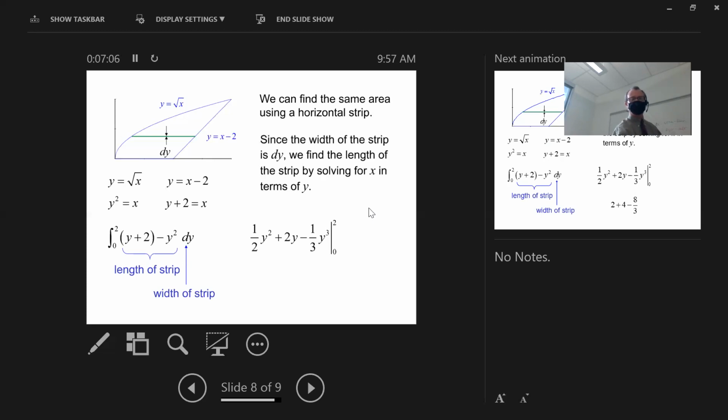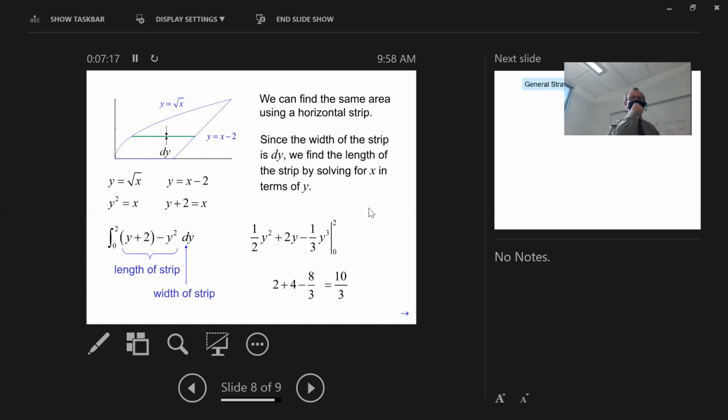Looking at that, power rule in reverse. Is that complicated? No. It was the first day you saw it, maybe the first 2 days. Same answer as yesterday, 10/3, but you only needed one integral.